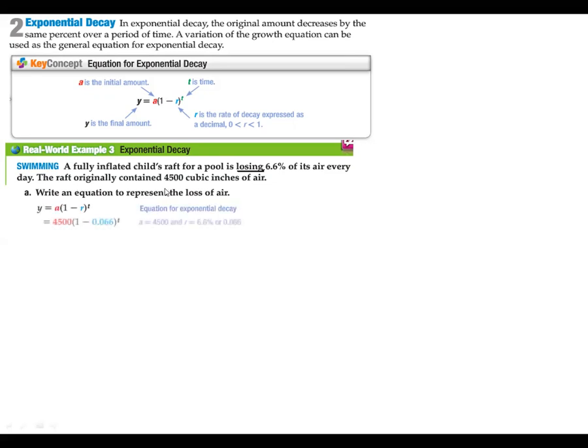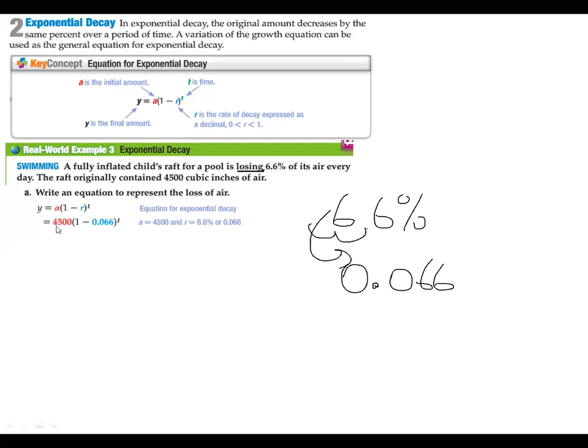A is 4,500 and 6.6% as a decimal, you'll move it over twice, is 0.066. Okay, so now here's where you have to be careful. You do 1 minus that number, all right, which is 0.934. Now what the 0.934 ends up meaning is that after each day, it has 93.4% of the air left in it that was in it the day before.